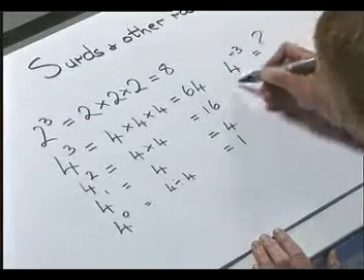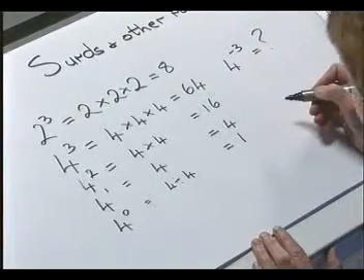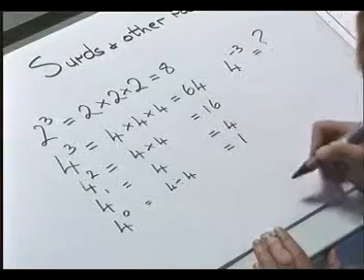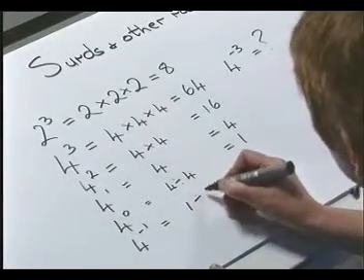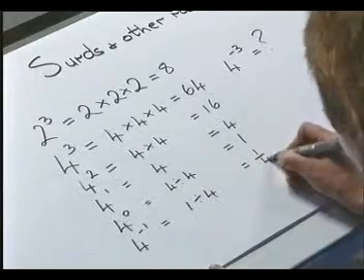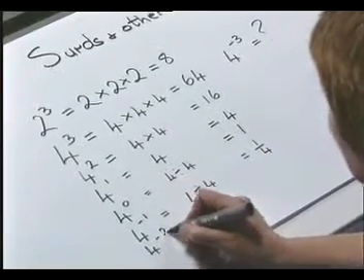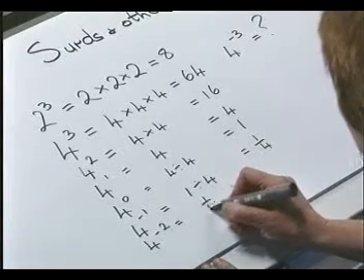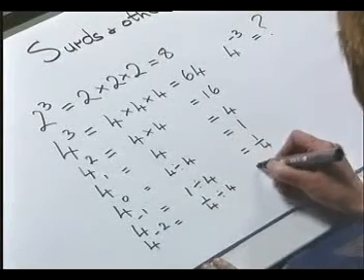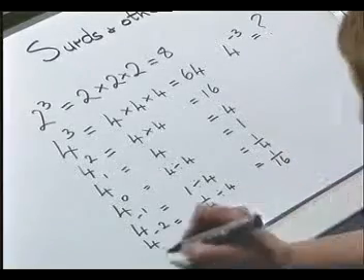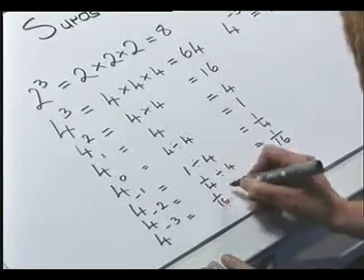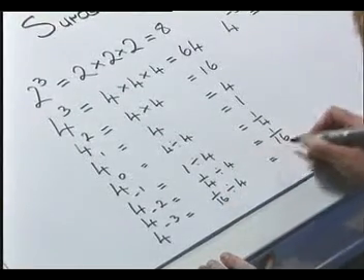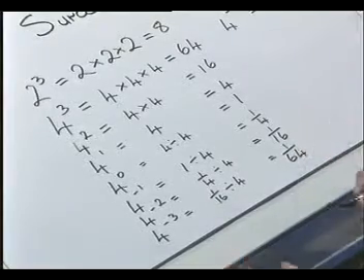But we're interested in finding out about 4 to the negative 3. So we'll continue our pattern. 4 to the negative 1 will be 1 divided by 4, which is a quarter. And 4 to the negative 2 must be a quarter divided by 4, which is 1/16. And 4 to the negative 3 must be 1/16 divided by 4, which is 1 over 64.